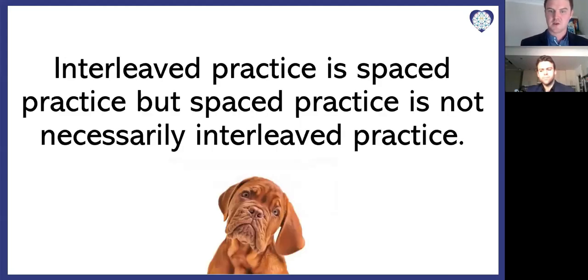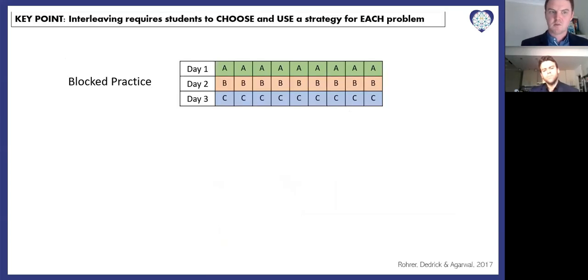Let's take a little bit deeper look at the evidence. Sometimes interleaved practice and spaced practice get confounded a little bit, because if you provide interleaved practice, by its definition you are automatically providing spaced practice, but the reverse is not necessarily true. So let's look at this, remembering that interleaving requires students to choose and use a strategy for each problem.